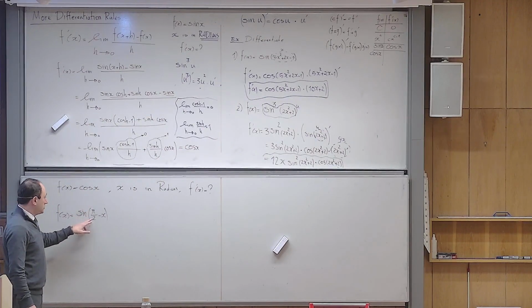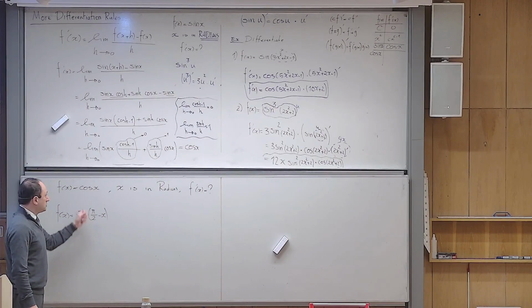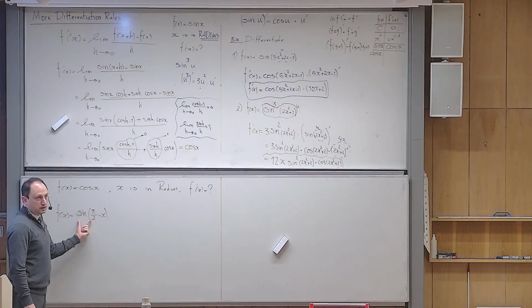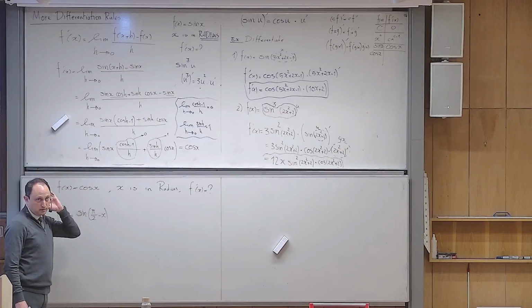Why is that? Because pi over 2 minus x is the complement of x, because x plus that is pi over 2. So these two angles are complementary, and the cosine of one of them is equal to the sine of the other one. Okay, first of all, this is true. Now, of course, this is true, but why is this useful in this context?